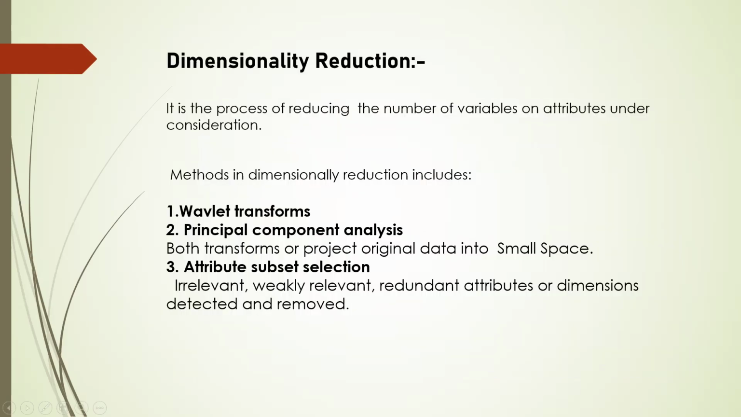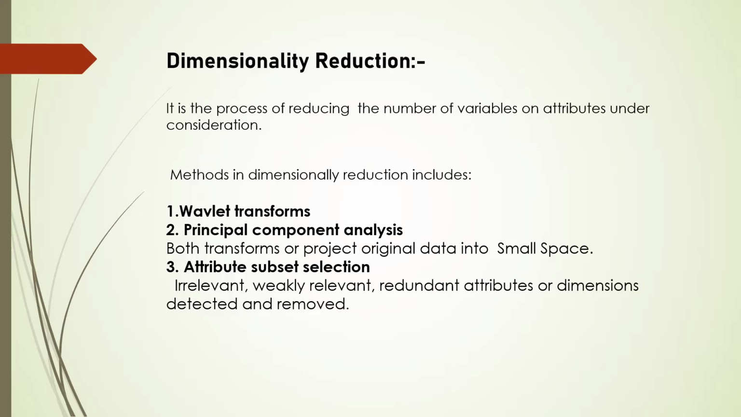Let's see them one by one. Dimensionality reduction is the process of reducing the number of variables or attributes under consideration. Under one attribute, it reduces the number of variables in it. There are three methods in dimensionality reduction: wavelet transforms, PCA (principal component analysis), and attribute subset selection. Wavelet transform and PCA both transform the original data into a smaller space. It means they reduce the dimension of the data.